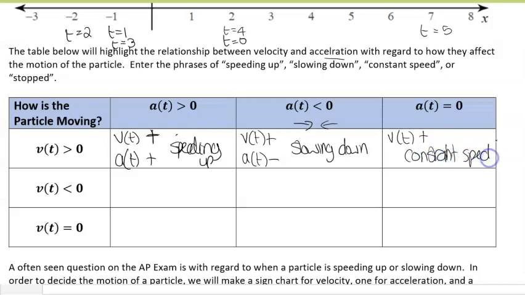So the velocity, you're given an amount for velocity, and then the acceleration is 0, which means it's not changing. We should spell speed correctly. There we go. Velocity is negative, so it's going to the left. Acceleration is positive, so it's going to the left but being pushed to the right, so it's slowing down.